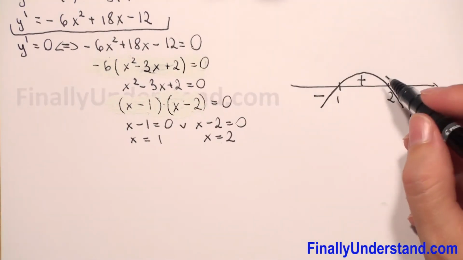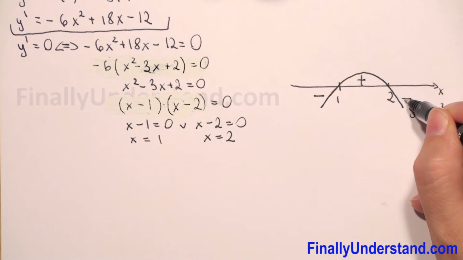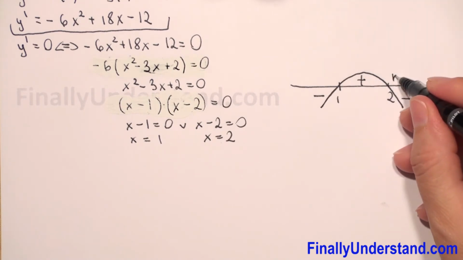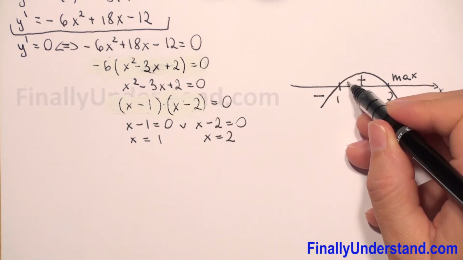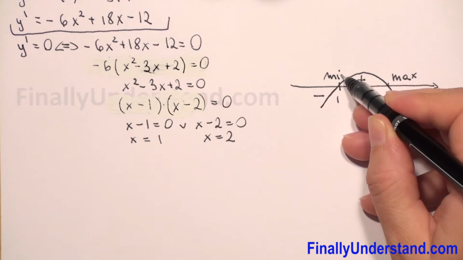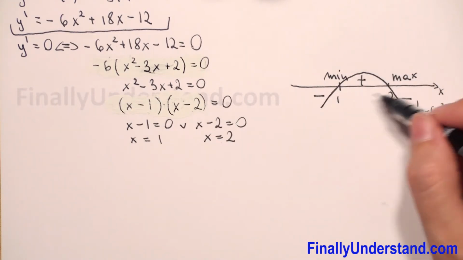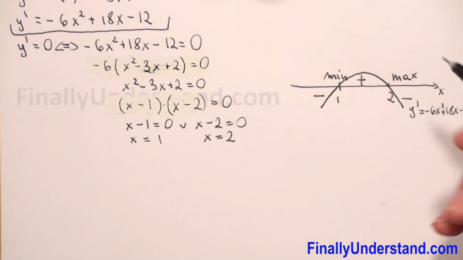When we change the sign from negative values to positive, we have a minimum. When we change sign from positive values to negative, we have a maximum. So now we have to find these points. We have x equals 1 and x equals 2, so we have to find the y coordinates.